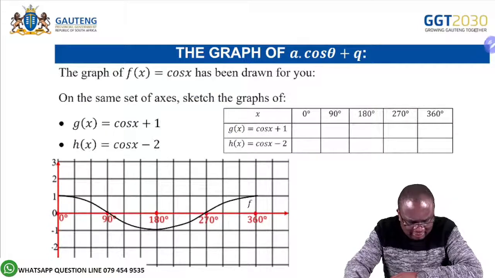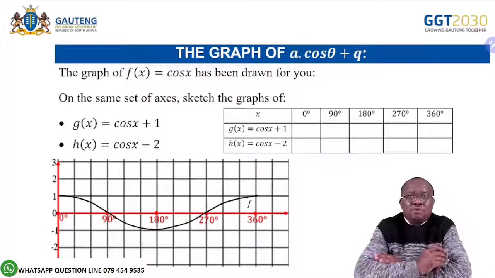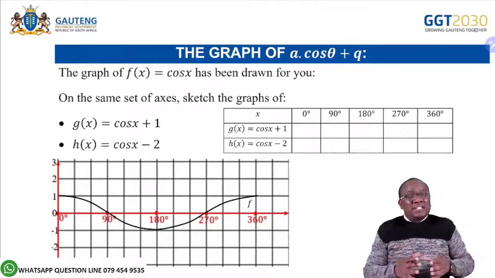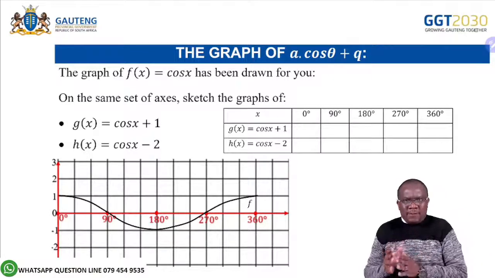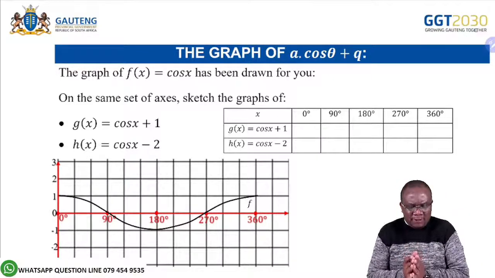Okay? Right. Now, we have talked about the effect of A. Remember, our lesson is about the effect of A and the effect of Q. Now, let's go to the effect of Q.